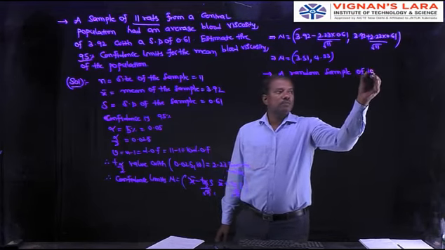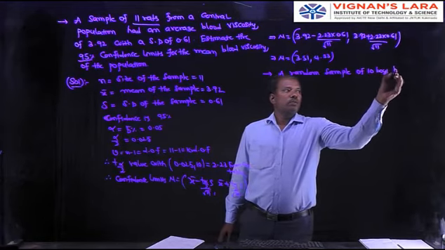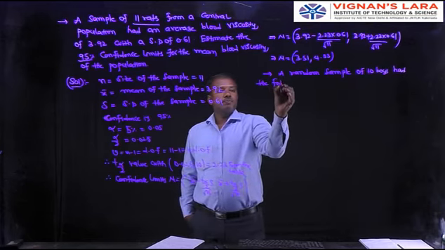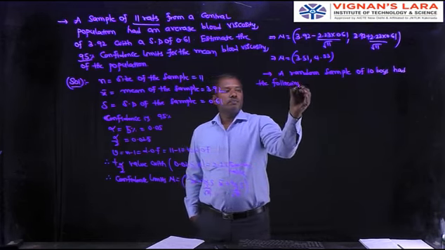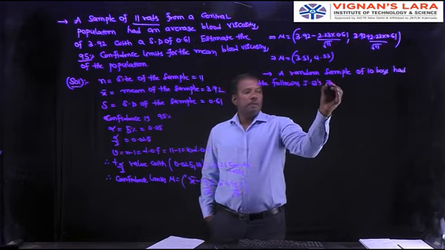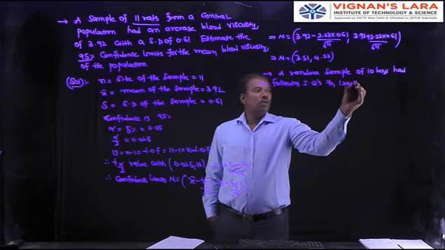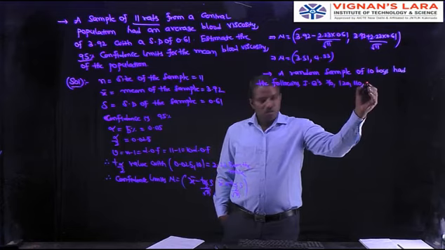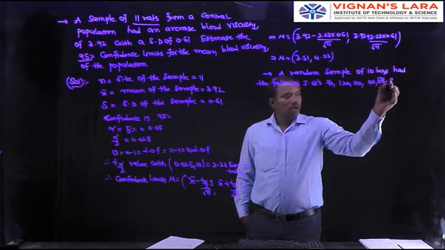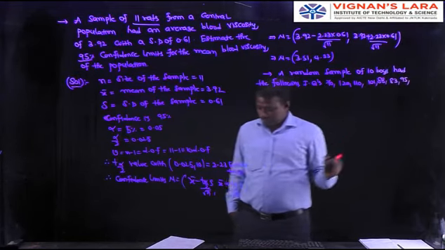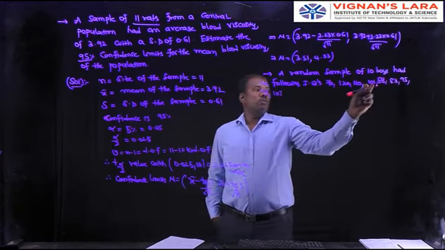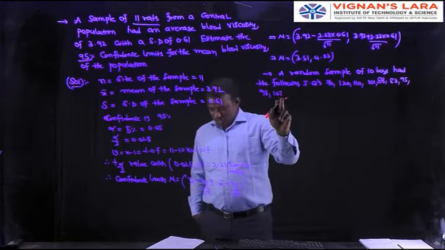10 boys had the following IQs: 70, 120, 110, 101, 88, 83, 95, 98, 107, 100.